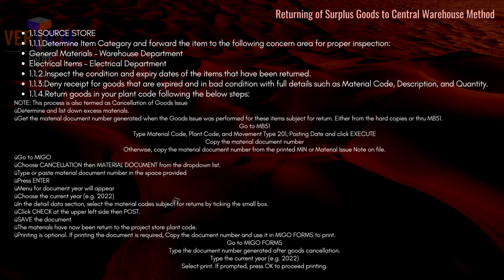Printing is optional. If printing the document is required, copy the document number and use it in NEGO Forms to print. Go to NEGO Forms. Type the document number generated after goods cancellation. Type the current year, e.g. 2022. Select Print. If prompted, press OK to proceed printing.